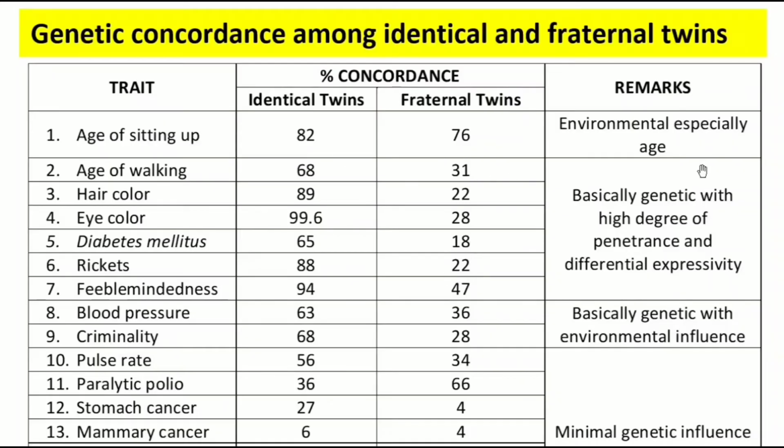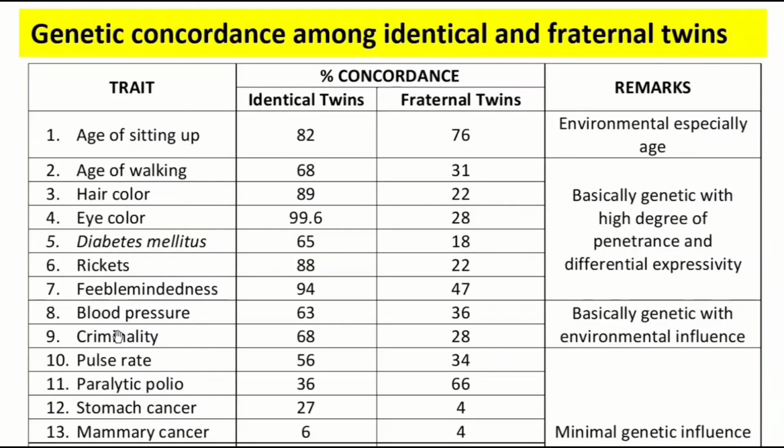So, ano yung remarks? Basic, these traits now, age of walking, hair color, eye color, diabetes mellitus, rickets, and feeble-mindedness, they are basically genetic, no? It largely depends on G or the genotype with high degree of penetrance and differential expressivity.